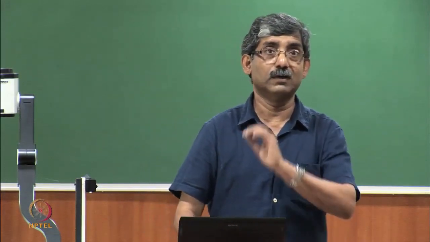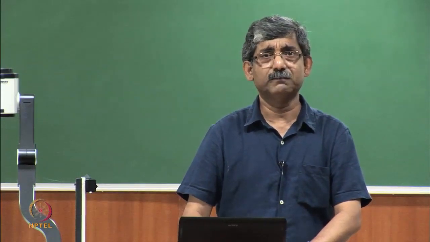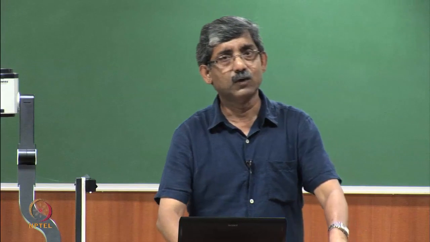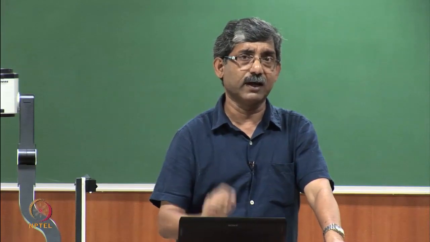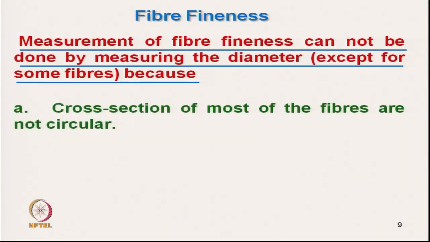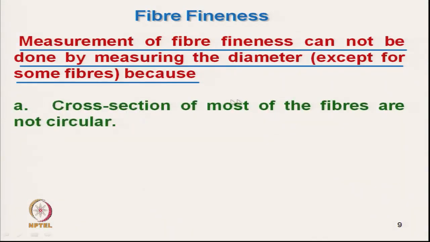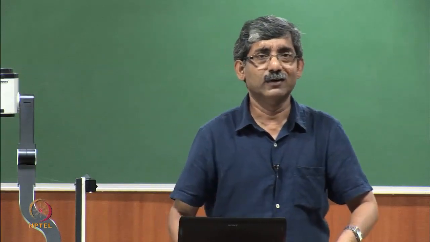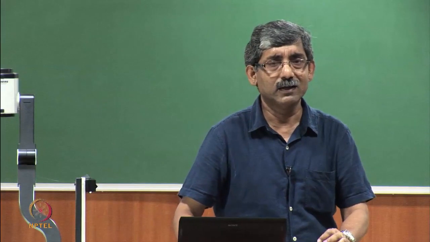Okay, and in most cases the rod or the wire is circular in nature. That is why by expressing the diameter we can measure the fineness. But the main problem with textile fibers is this: we cannot measure by diameter in textile material, because the cross section of most of the fibers is not circular. So, we do not get a circular fiber except very few, like synthetic fiber, it is okay.